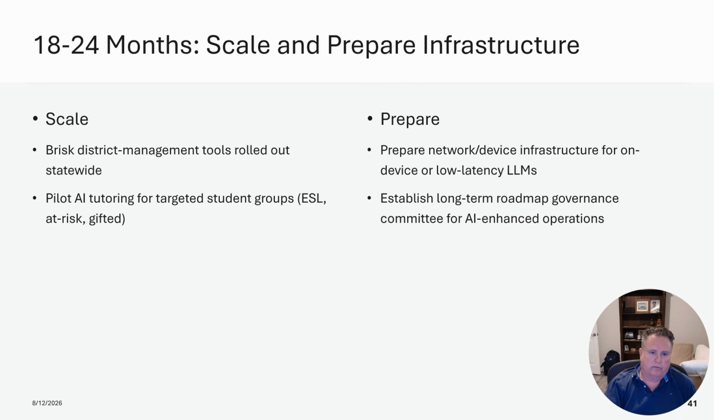In the 18 to 24 month time period, we recommend scaling and preparing infrastructure. To scale would be Brisk district management tools rolled out statewide. You could pilot AI tutoring for targeted student groups, English as a second language, at risk or gifted. And you could prepare with network device infrastructure for on-device or low latency large language models and establish long-term roadmap governance committee for AI enhanced operations school-wide.